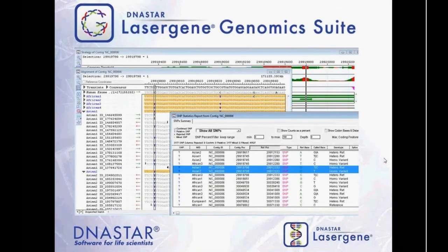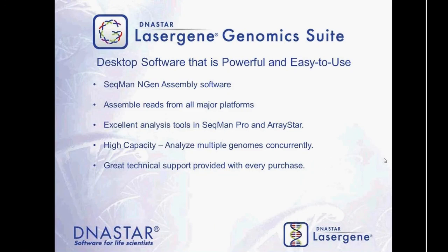And finally, our Lasergene Genomics Suite features applications for the assembly and analysis of next-gen sequencing data. Now, this is the suite that we're going to be focusing on for the rest of the webinar today. So the core component of our Lasergene Genomics Suite is our SeqMan NGen application. Now, this application will perform reference alignments or de novo assemblies across all major platforms. So whether you're working with Ion Torrent or Illumina data, our assembler does support that.